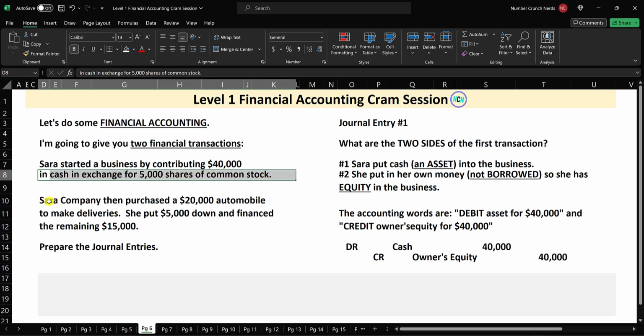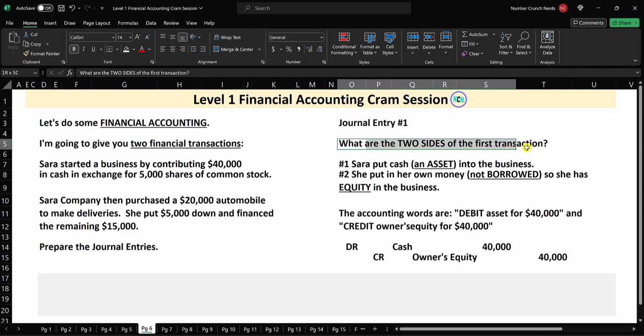The second transaction: Sarah Company then purchased a $20,000 automobile to make deliveries. She put $5,000 down and financed the remaining $15,000. Prepare the journal entries. So, journal entry number 1.